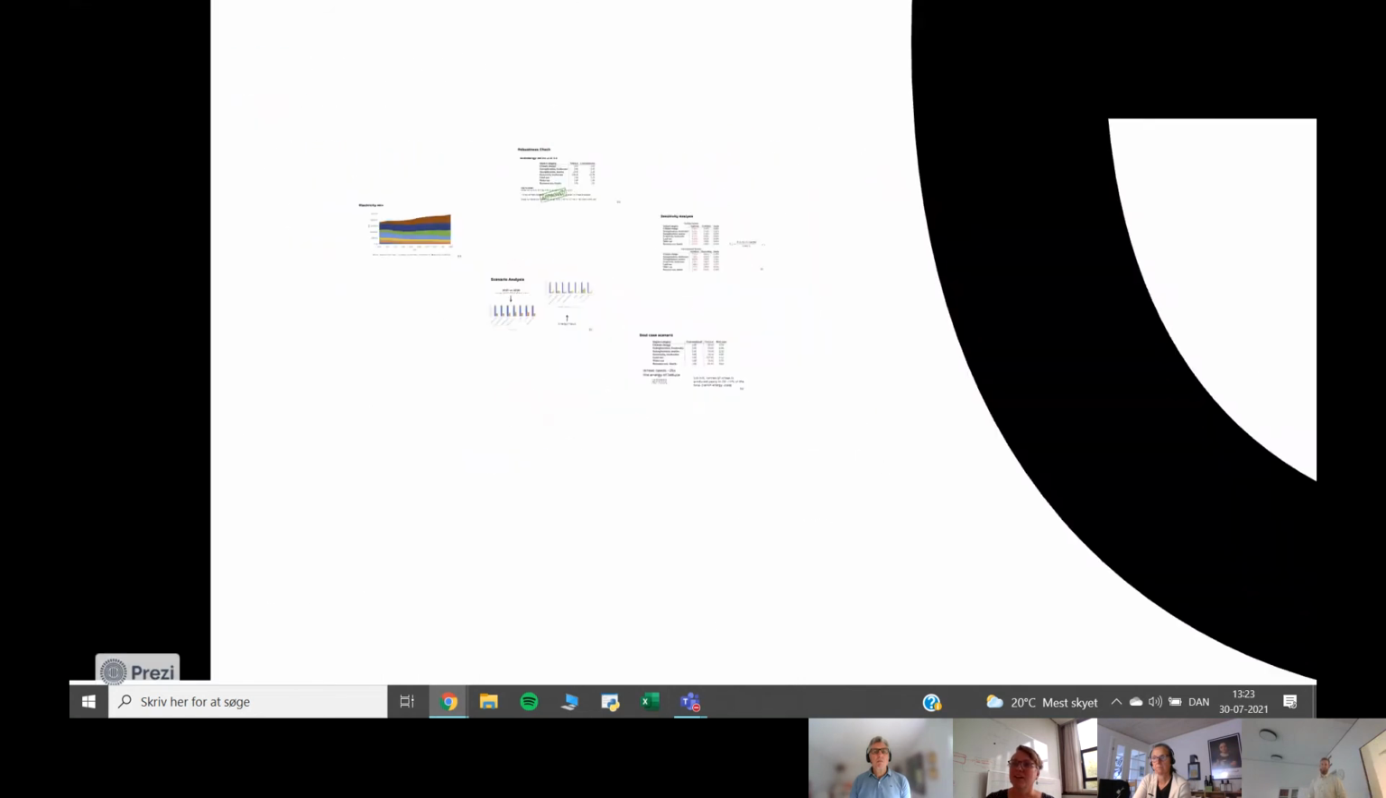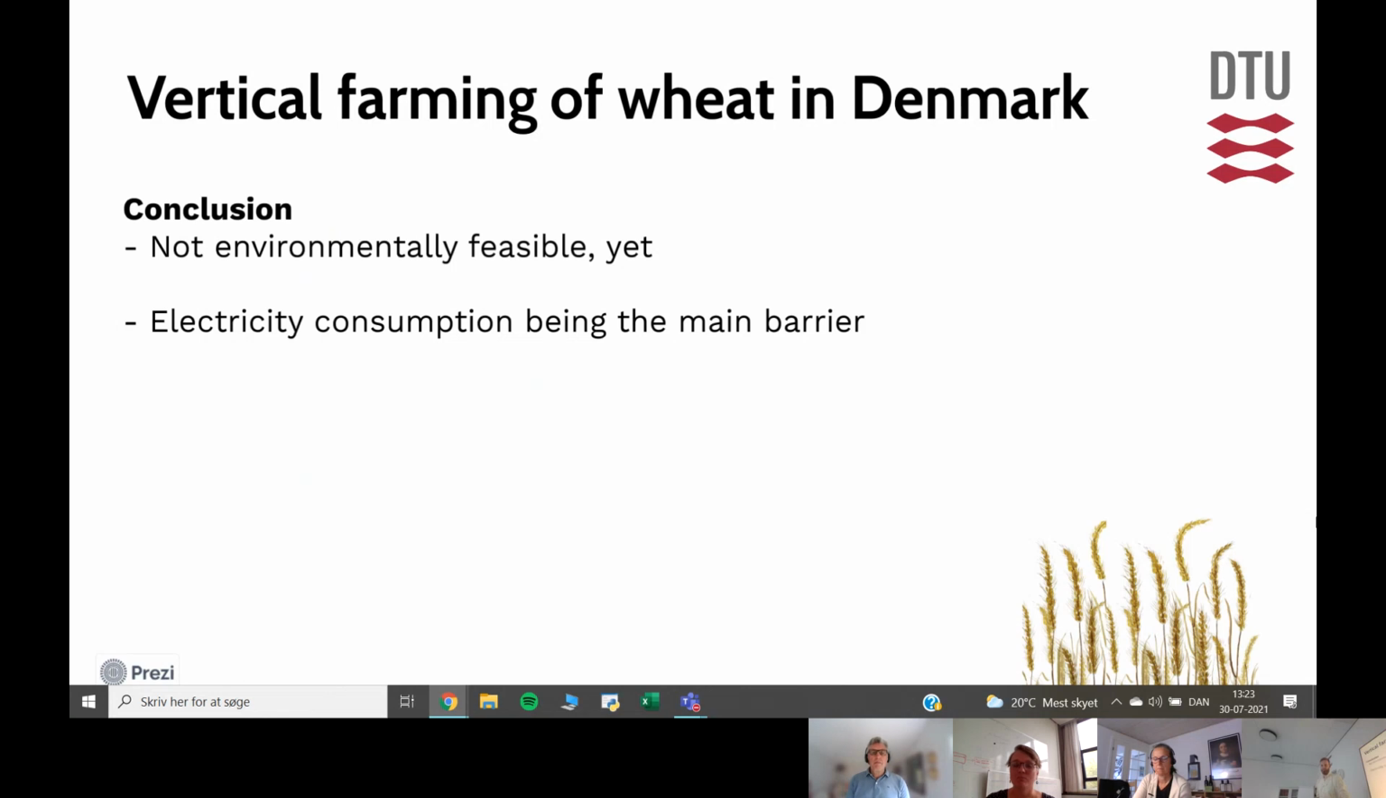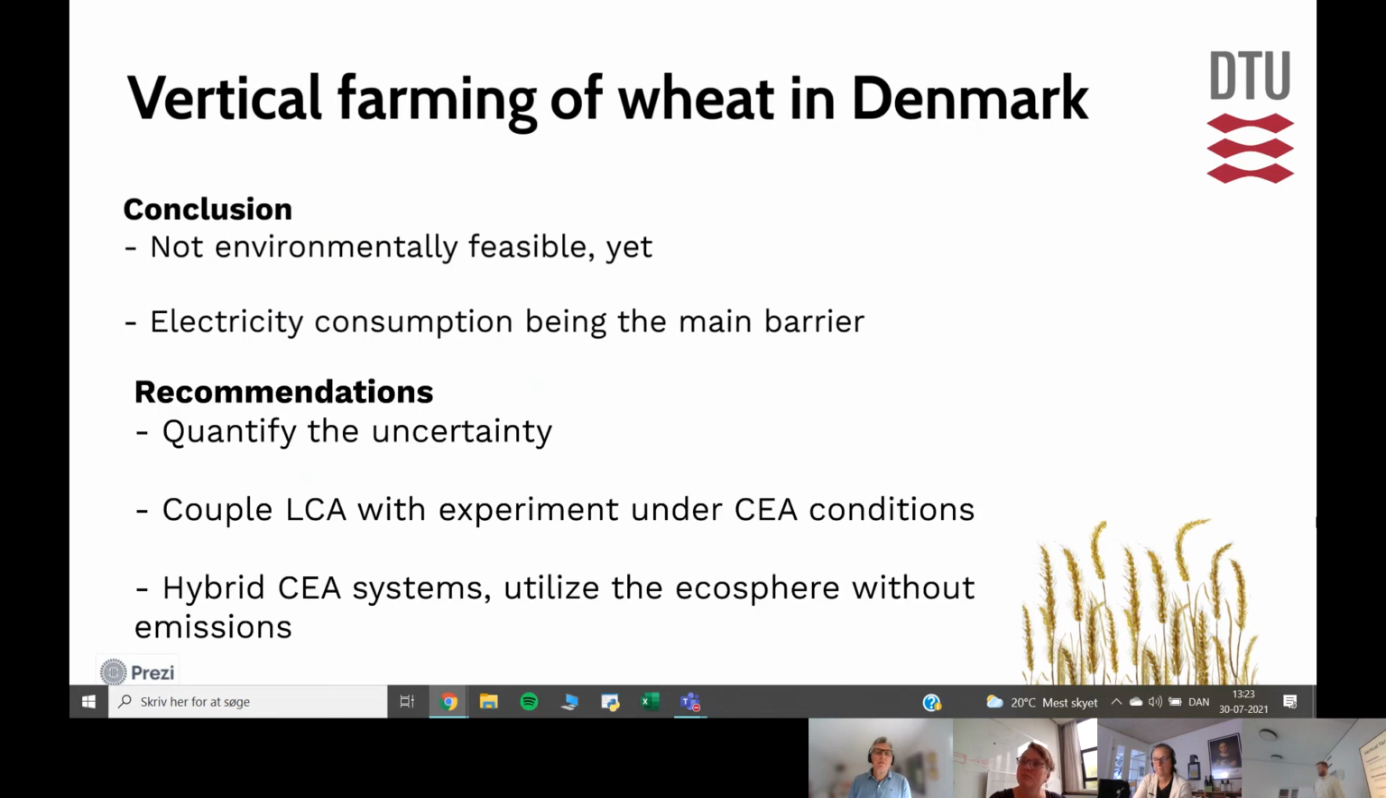So with those words, we'll get to the very last bit, which is my conclusion. It is not really environmentally feasible yet, at least not with what I investigated here. And of course, it was due to the electricity being the main barrier. But there are also some recommendations. So of course, we need to make sure that the uncertainty is quantified so we can work with it. We also need to reduce the uncertainty a bit.